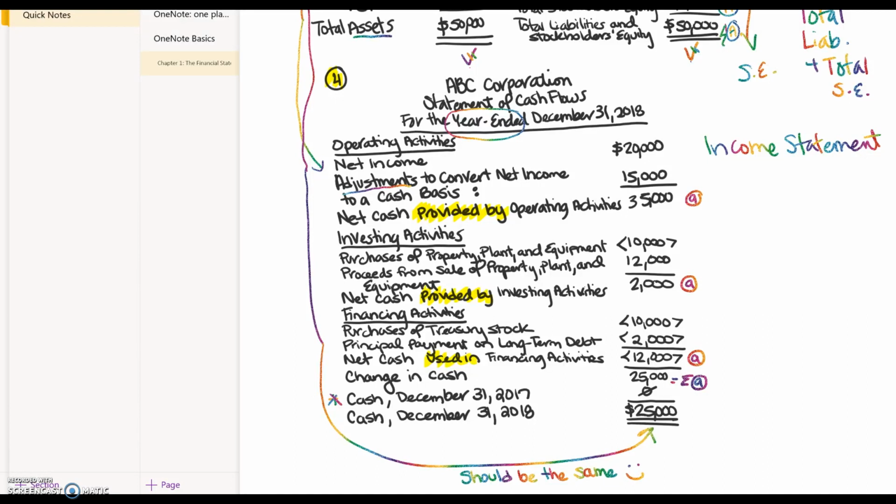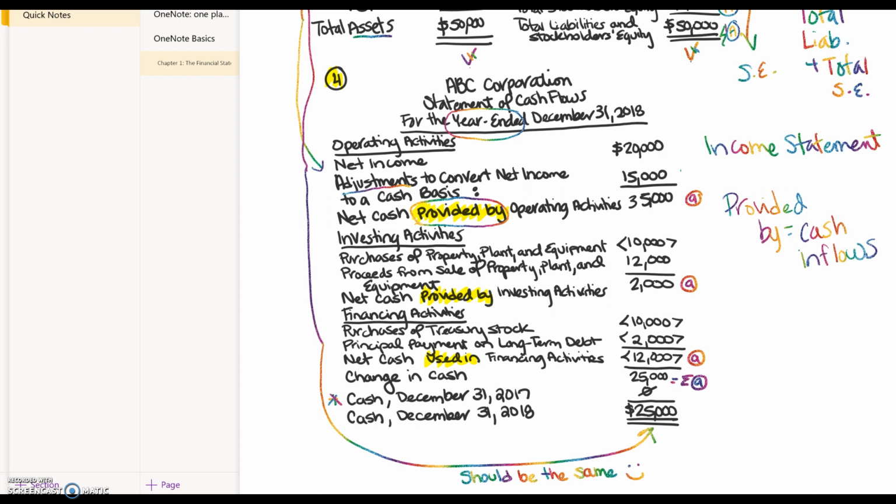This number is given, as are all the other numbers. Since these both are positive numbers, we're going to add them together. If one was a negative, we would net them. So net cash provided by. So net cash provided by means that we had positive cash inflows. So provided by equals cash inflows from that category.